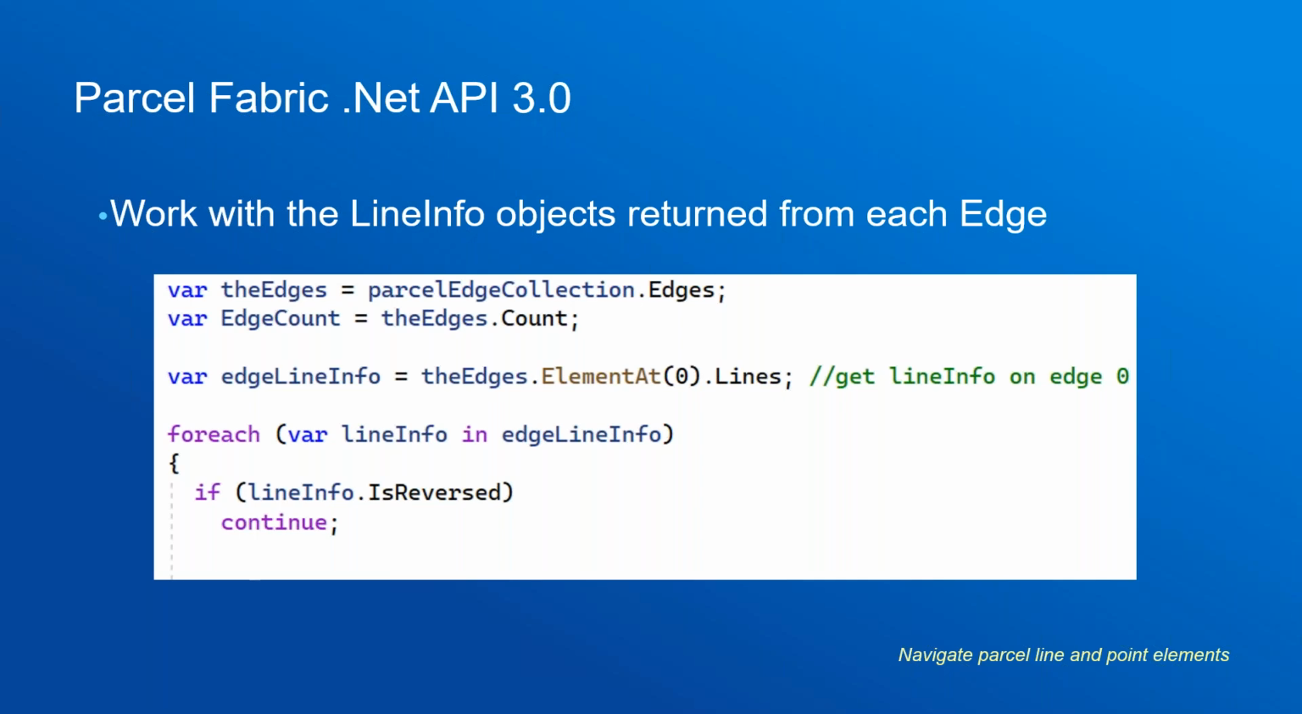Once we have the parcel edge collection object, we can get back its set of the actual edges themselves from the whole collection. And for each of the edges, we can get back line information. So you can see here, for this particular edge, we're getting the lines at the first edge. And then we're going to see what kind of information we have for each of these lines. For example, in this case, I'm checking to see if the line is reversed compared to the clockwise orientation of this particular parcel.